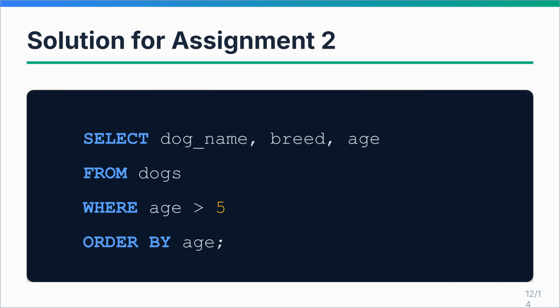Now let's look at the solution for assignment 2. We want dogs older than 5 years. So again, we start with a select listing the columns we care about, then the from clause with the dogs table, and then a simple where condition that filters for age greater than 5. This gives us all dogs matching the requirement. And here are the results of that query. These are all dogs in our data that are older than 5 years.